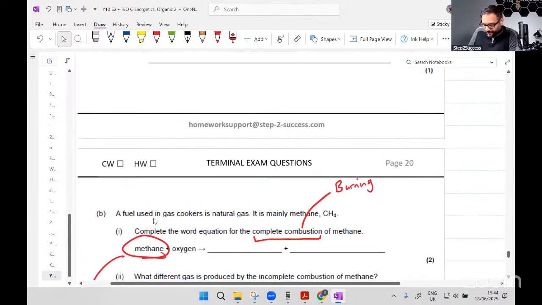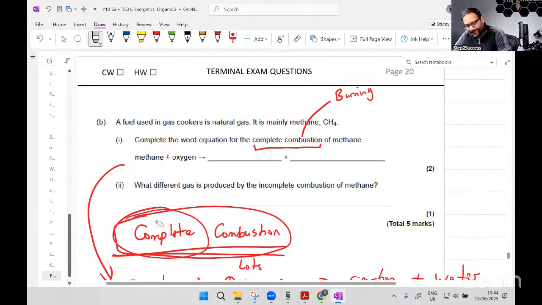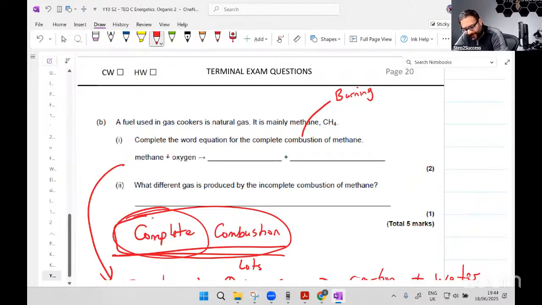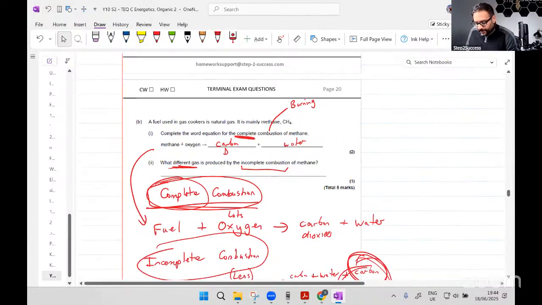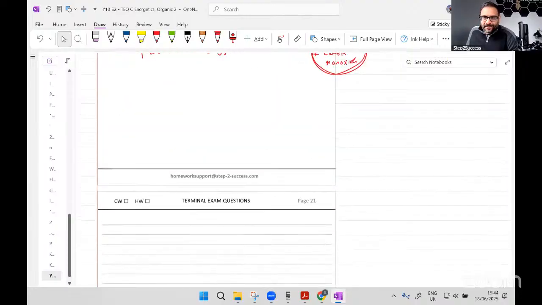It's a long-winded explanation for a simple question, which says complete the word equation for the complete combustion of methane. When it says complete combustion, you know now there's only two products. They are carbon dioxide and water. And then it says what different gas is produced by incomplete combustion. That's when you want to say carbon monoxide is the other gas that's produced from incomplete combustion. Right, that's basically everything, isn't it?